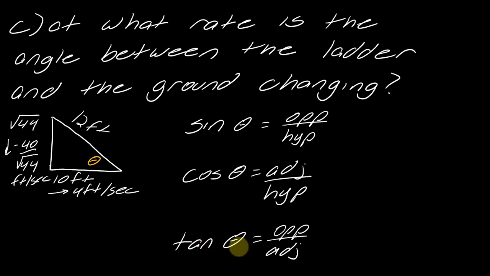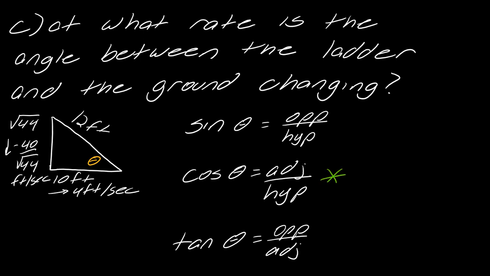Now tangent of theta is going to be opposite over adjacent. The bummer with this is that both sides are changing, and I don't think we want that. If we can put a constant into our equation, it makes taking the derivative easier. So after evaluating our three options, I think this is our best option.